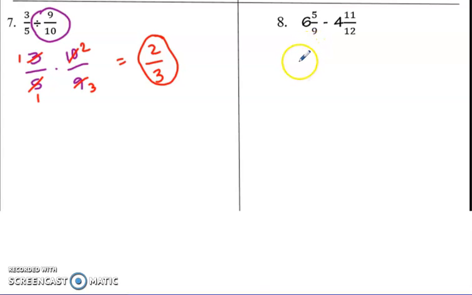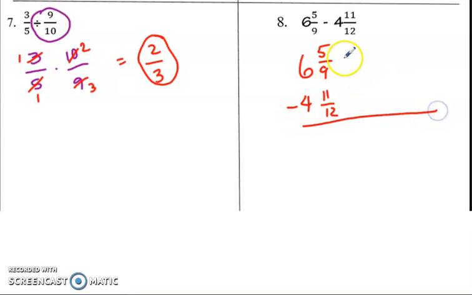This is subtraction, so I'm going to set this up. I've got 6 and 5/9. Don't need to do anything with this mixed number. Okay, and let's see, 9 and 12, 36 would be a great common denominator, so I'm going to rewrite this with 36 on the bottom. That's times 4, times 4, times 3, times 3.